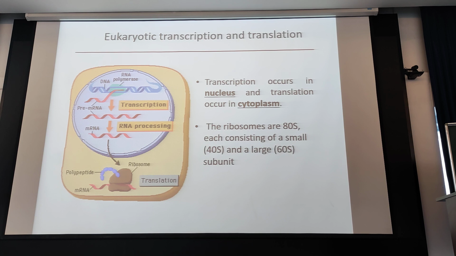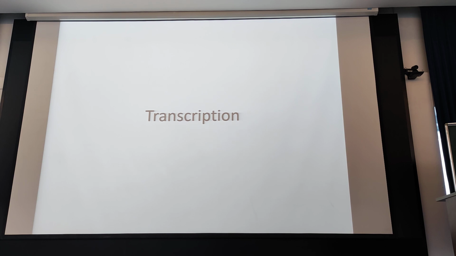And the other difference is that the ribosome here is 80S, combined from two subunits. The small one is 40S, and the large subunit is about 60S. So first, let's talk about transcription.